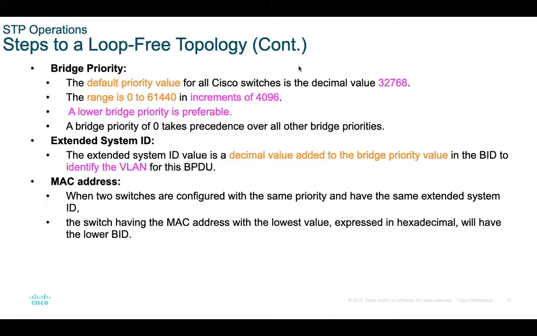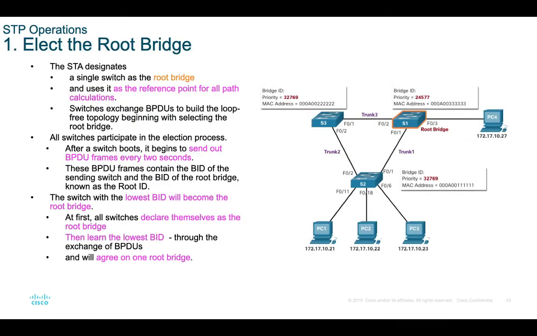So there are many ways for you to manipulate them. It's stated here, a standard system ID is a decimal value added to the bridge priority ID. It represents the VLAN, so VLAN 10 will be added as a 10. So how do they elect a root bridge? As I told you, by comparing the bridge ID and MAC address. But in the real situation, the switches will be exchanging the info through the BPDU.